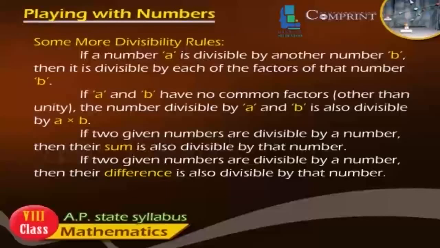Some more divisibility rules. If a number a is divisible by another number b, then it is divisible by each of the factors of that number b. If a and b have no common factors other than unity, the number divisible by a and b is also divisible by a into b. If two given numbers are divisible by a number, then their sum is also divisible by that number. If two given numbers are divisible by a number, then their difference is also divisible by that number.